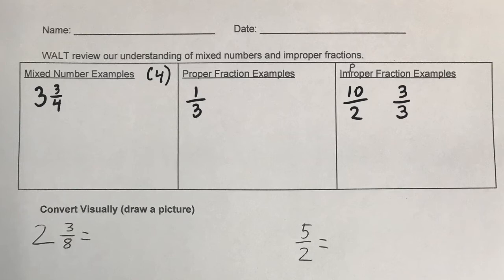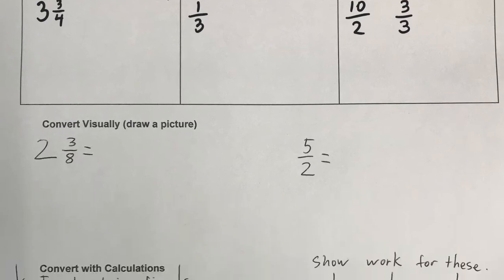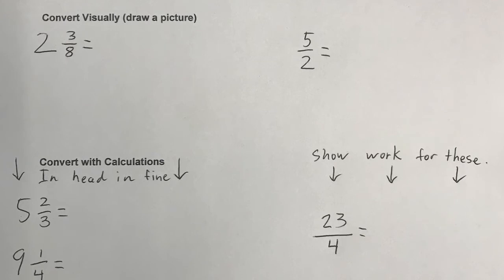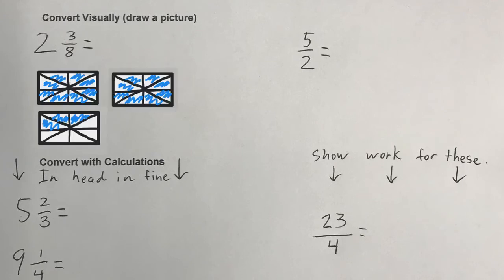And then the next thing we're going to do is convert these visually. 2 3/8. So first, draw it. So here I've drawn 2 full pieces all filled in, and then this is 3/8 filled in. So how many pieces do I have altogether? Well, here's 8, 16, 17, 18, 19. That would be 19 eighths.